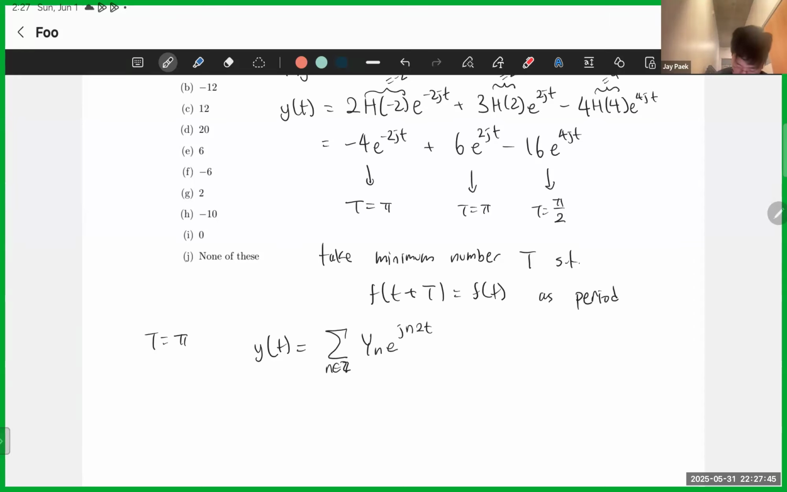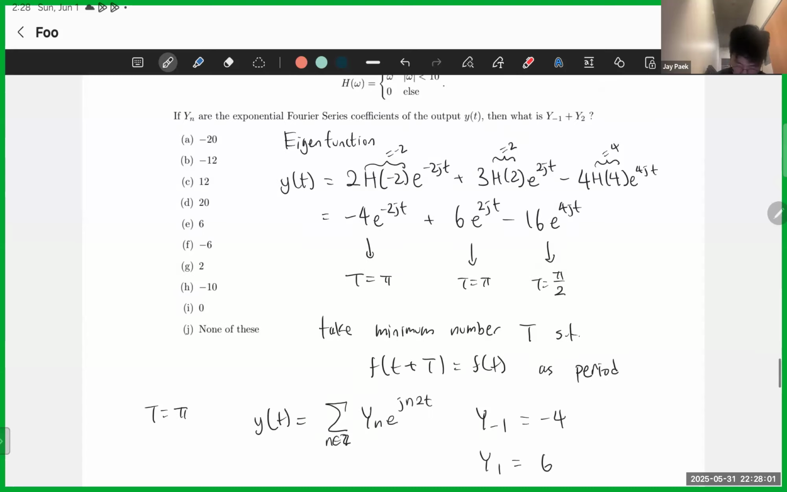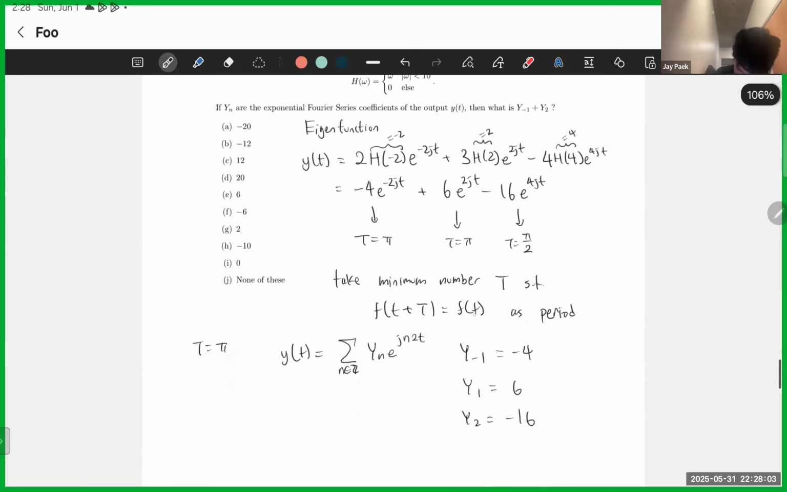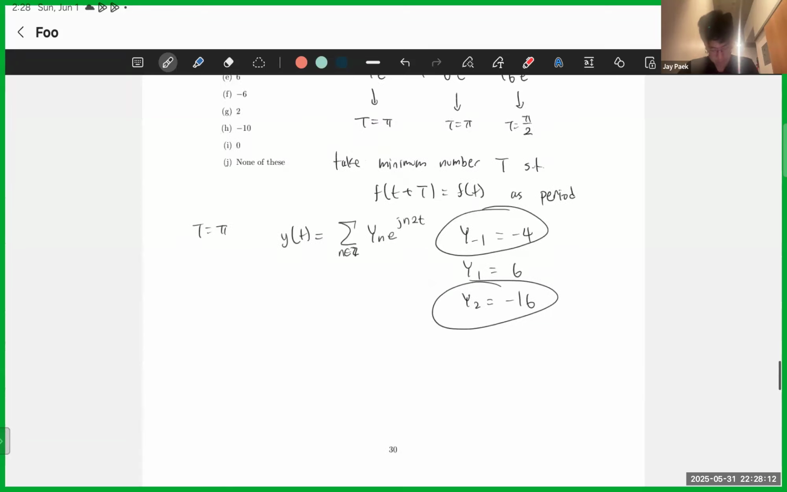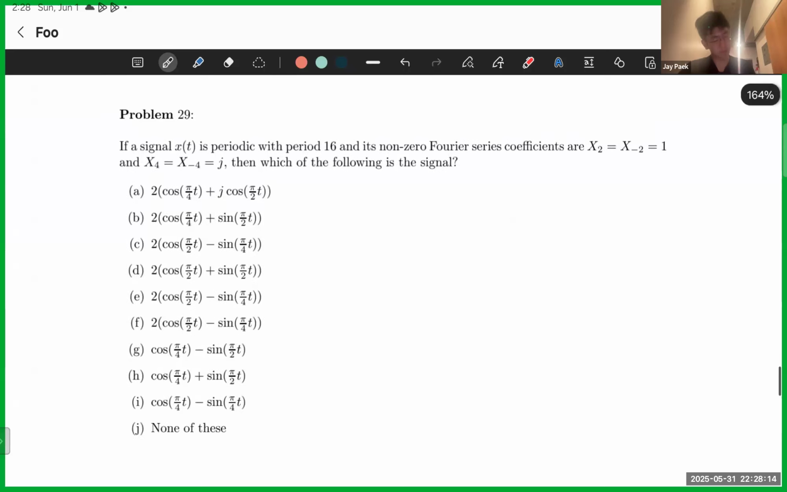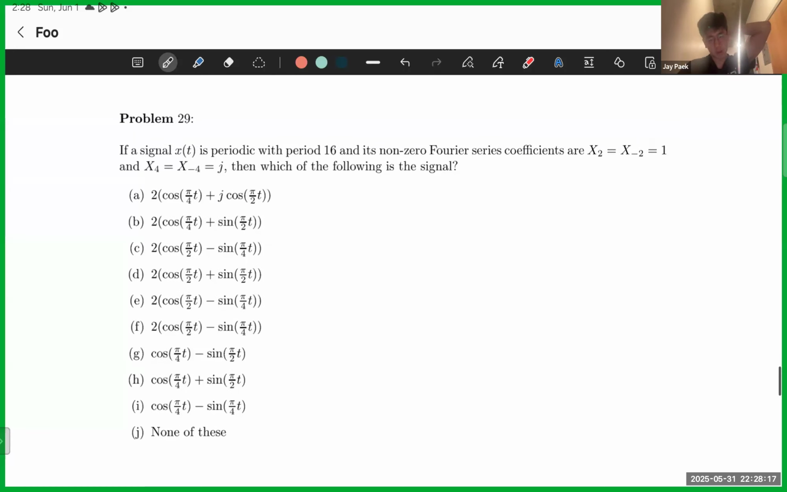And we realize that y of -1 is equal to -4, and y of 1 is equal to 6, and y of 2 is equal to -16. And so all we need to do is take this one and this one and sum them up, and we get -20. There we go. There's our answer, our desired answer. Next question. So we have 7 more now, I believe.